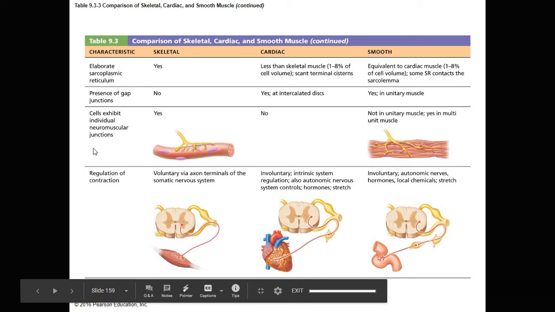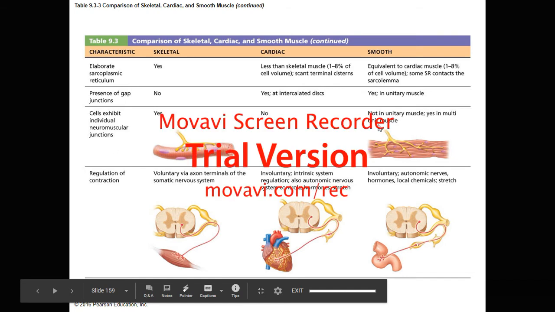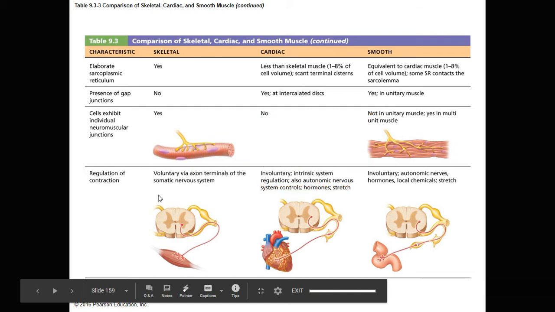Cells exhibit individual neuromuscular junction. Skeletal, yes. Cardiac, no. Smooth, not in unitary muscles, yes in multi-unit muscle. And then regulation of contraction. Skeletal, voluntary via axon terminals of the somatic nervous system. Cardiac, involuntary, and smooth, involuntary.